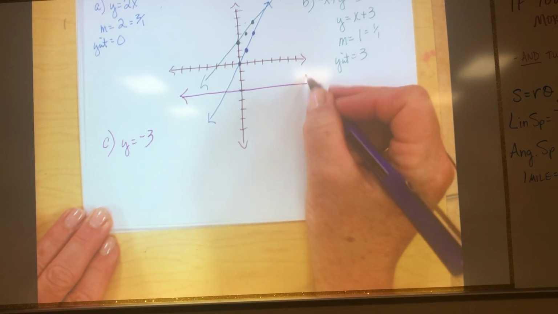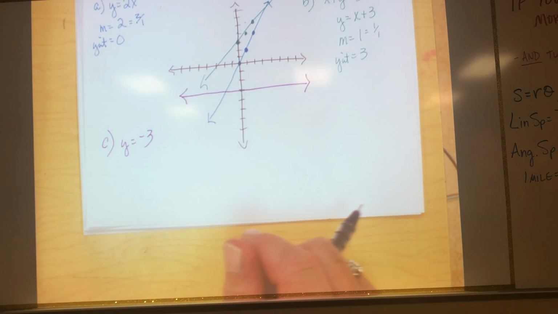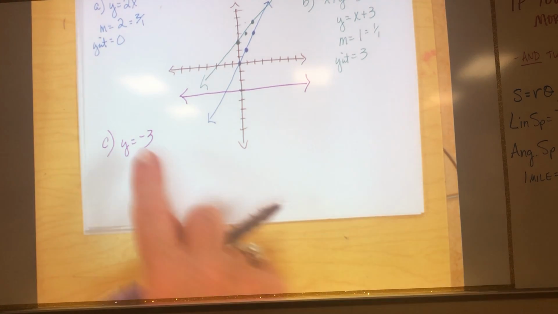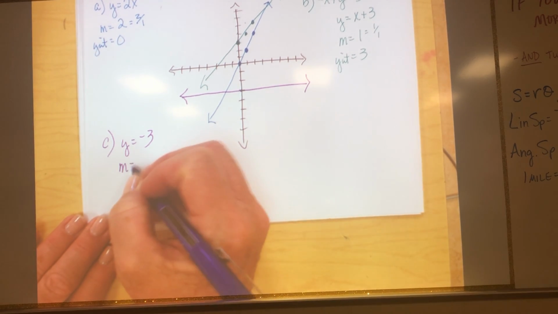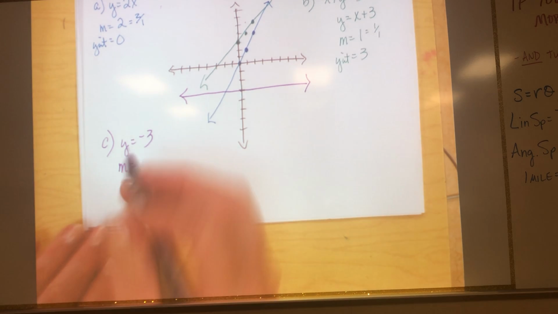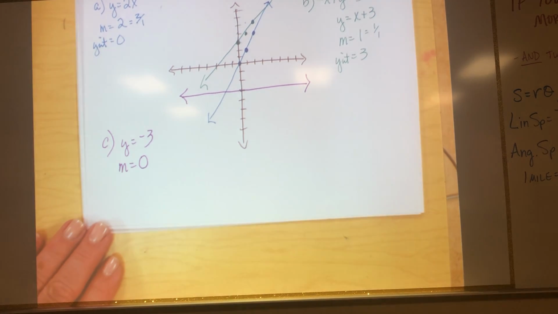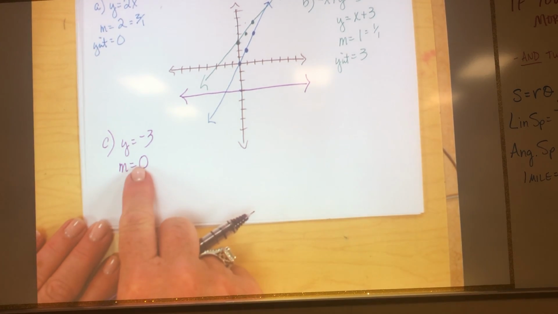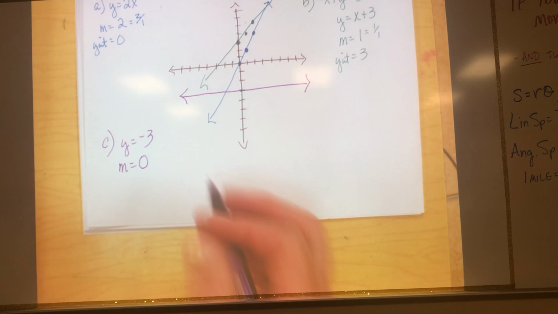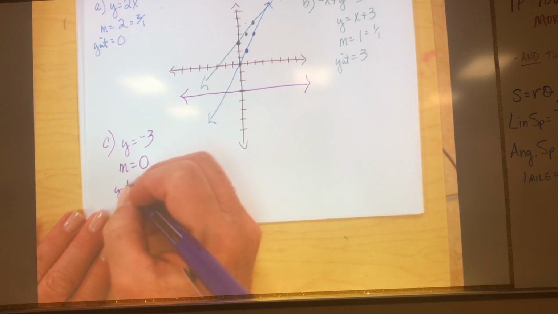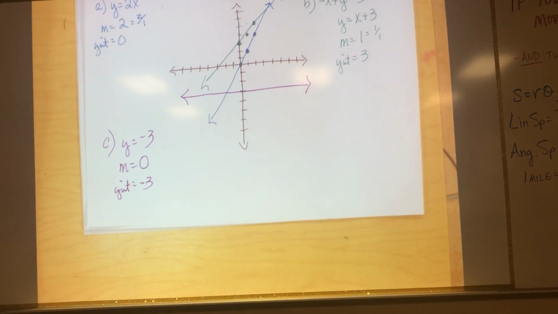I don't usually write all that stuff down for a horizontal line because it's really easy. I just look at it and go, oh, I know what you are. But since I have to know that stuff, I'm going to go ahead and write it. What is my slope? Zero. Guess how many x's you have? Zero x's. You have zero x's. There's none. You don't have any. What's my y-intercept? Negative 3. All right, last one, you ready?